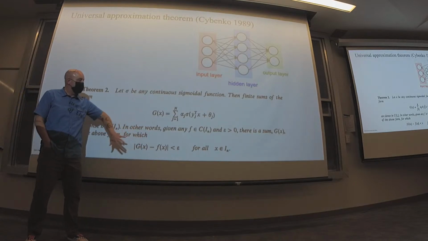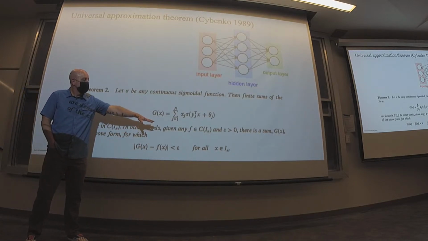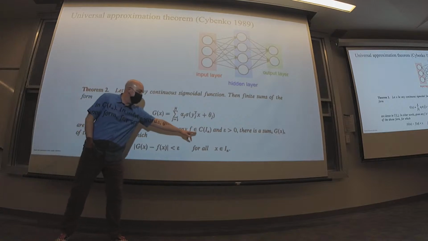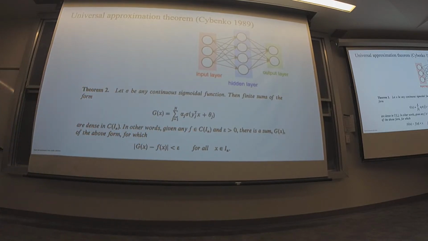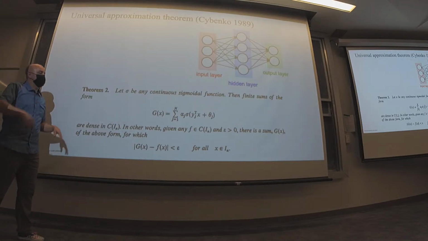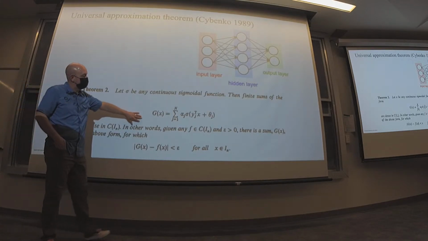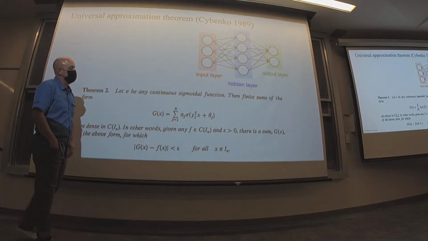There are other sets of functions that can also approximate continuous functions. They're also dense in the space of the continuous functions on an interval. Anybody know any of the other families of functions that are like this? So polynomials are like this. Polynomials are dense in the space of continuous functions on a finite interval. So that's kind of cool. But it turns out that these things are as well.